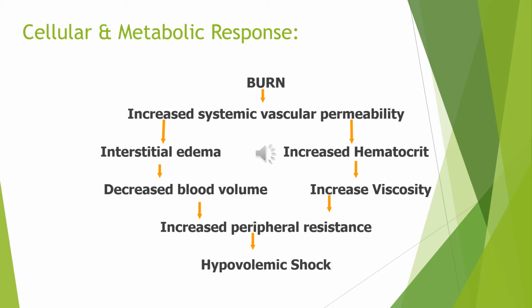And on this slide, this just breaks it down a little bit so that you can see linear what happens in the body. So when we have a burn, we have increased systemic vascular permeability. On one hand, we have interstitial edema, decreased blood volume. On the other hand, we have an increased hematocrit and increased blood viscosity. Both will lead to increased peripheral vascular resistance and result in hypovolemic shock.